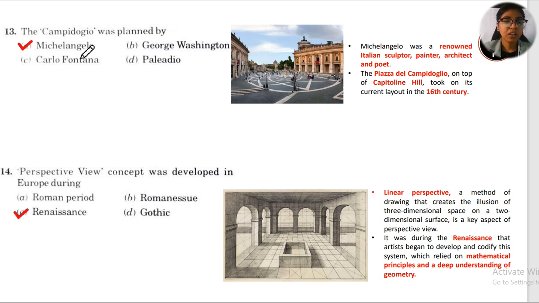Next question we have, the Campidoglio was planned by. So this area was planned by Michelangelo. Who was he? He was an Italian sculptor, painter, architect, and poet. And the Piazza del Campidoglio is located at the top of Capitoline Hill, and it was built in the 16th century. But the important point is only Campidoglio, and it was planned by Michelangelo.